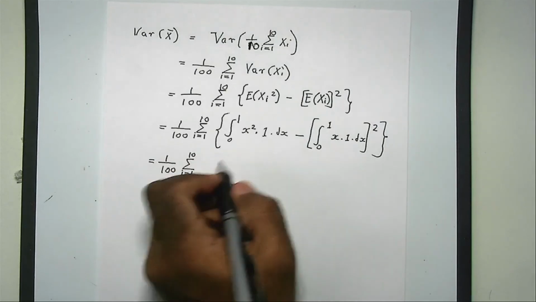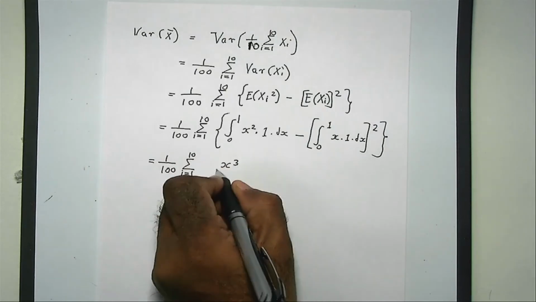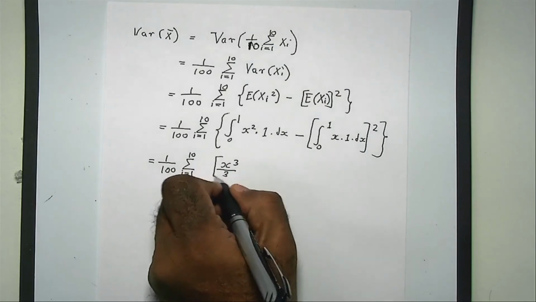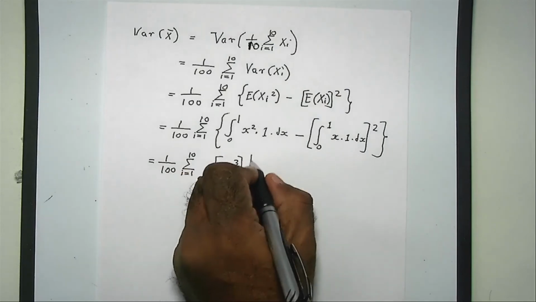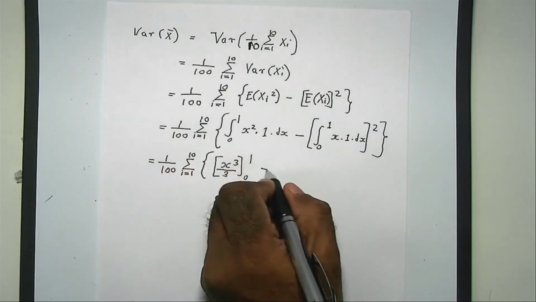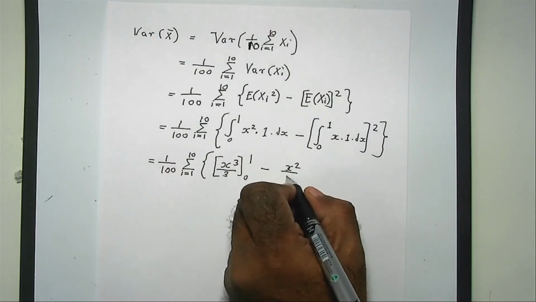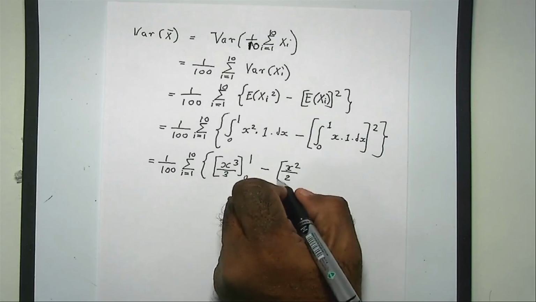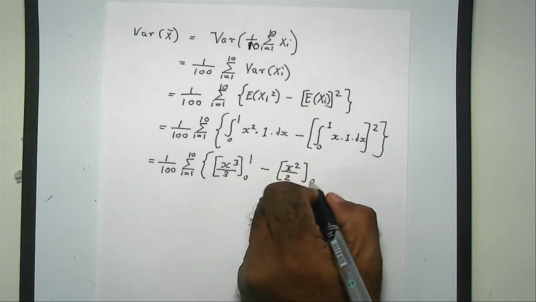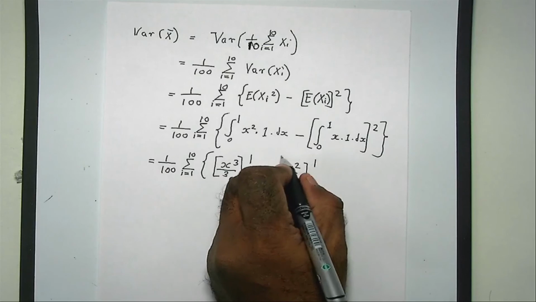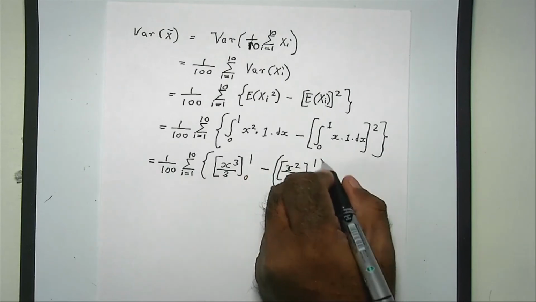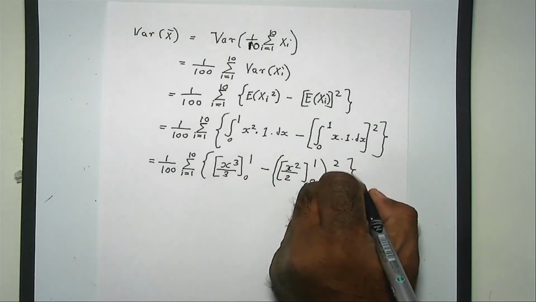The integral of this is x cubed by 3, limits 0 to 1. The integral of this is x squared by 2. Take the limits 0 to 1. Then you need to square this, right?